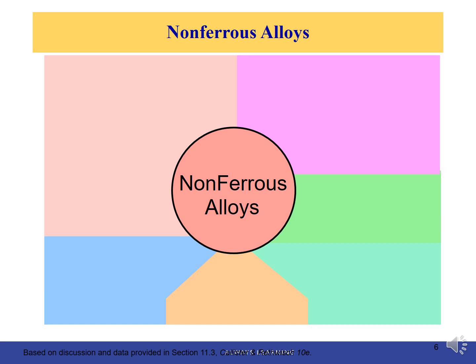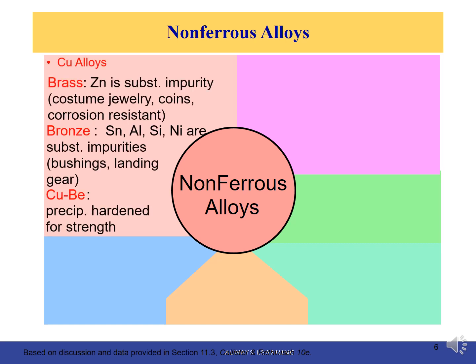Thus for many applications it is advantageous or even necessary to use other alloys that have more suitable property combinations. And here we're going to present several commonly used non-ferrous alloys. Alloy systems are classified either according to the base metal or according to some specific characteristic that a group of alloys share. The first one is copper alloys, which include brass, bronze, and copper beryllium alloy.